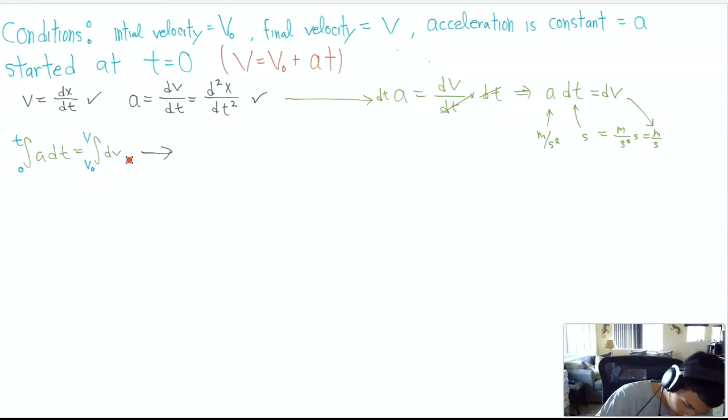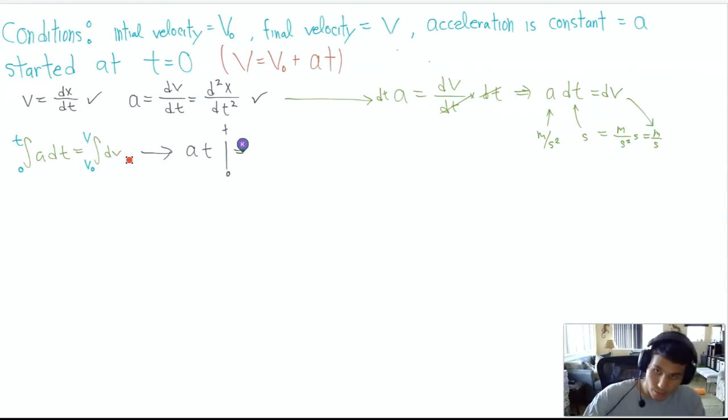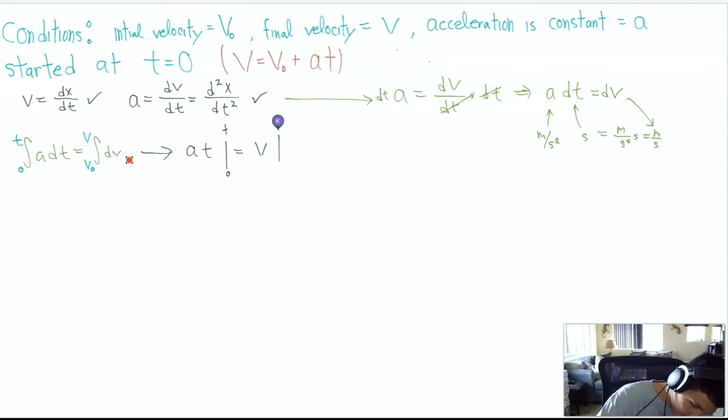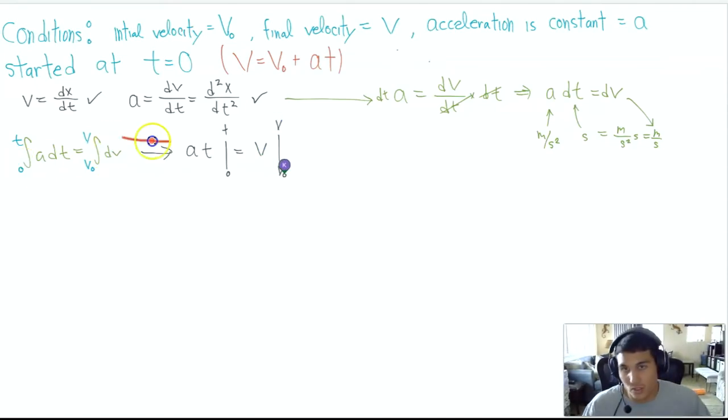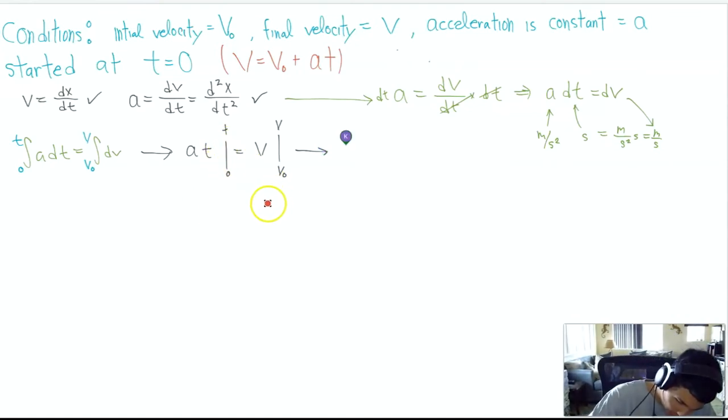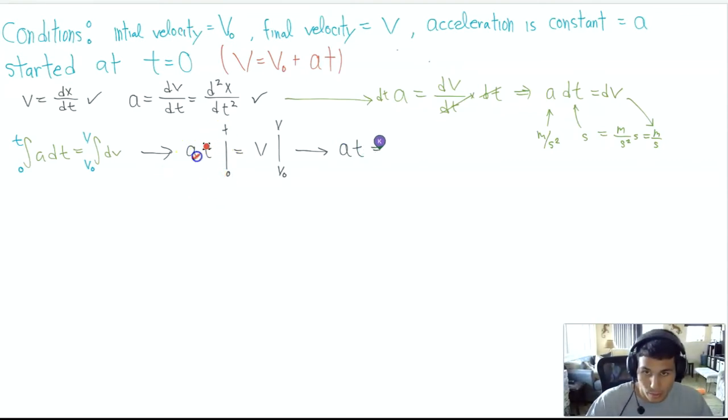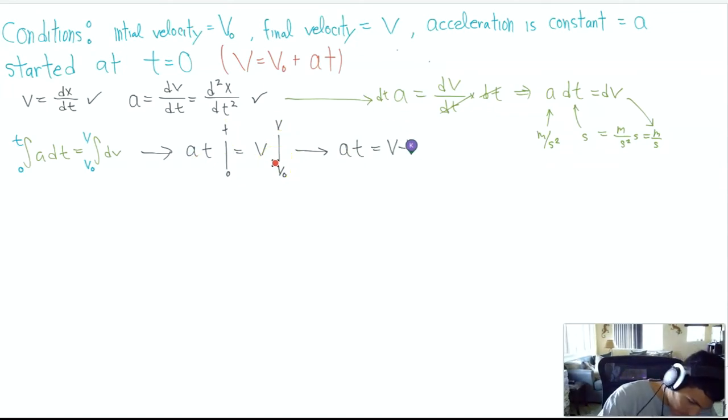Okay. So if we integrate, what happens? Well, we get a t from 0 is equal to v, VO. This is just the integration, right? This is just calc 1 right here. Okay, so let's do it. Let's apply these conditions now. We get a t, right? Because this is just a 0 here, so you plug it in, just at is equal to v minus VO.